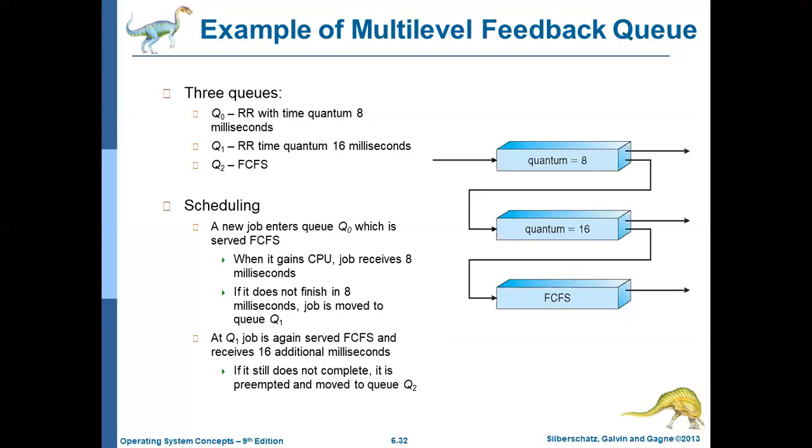Why? Because I have to consider three queues: Q0, Q1, Q2. Q0 with a quantum of 8 milliseconds means round robin scheduling algorithm. Q1 has a 16 millisecond round robin time. Q2 is FCFS. For example, a new job enters the ready queue Q0, which is served as FCFS. Means it is a simple job.